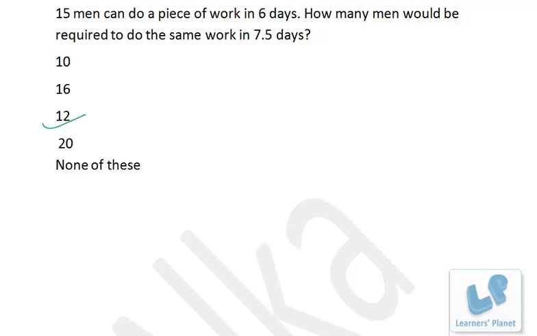If for doing the same work, the number of persons is increased, then the number of days required will be reduced, right? So no paperwork is required at all. From 6 to 7.5, 25% is increased. That means 125%. Number of days, 125% is 5 by 4. That means the requirement of men will be 4 by 5, the reverse of that. So 4 by 5 of 15 is 12, right?